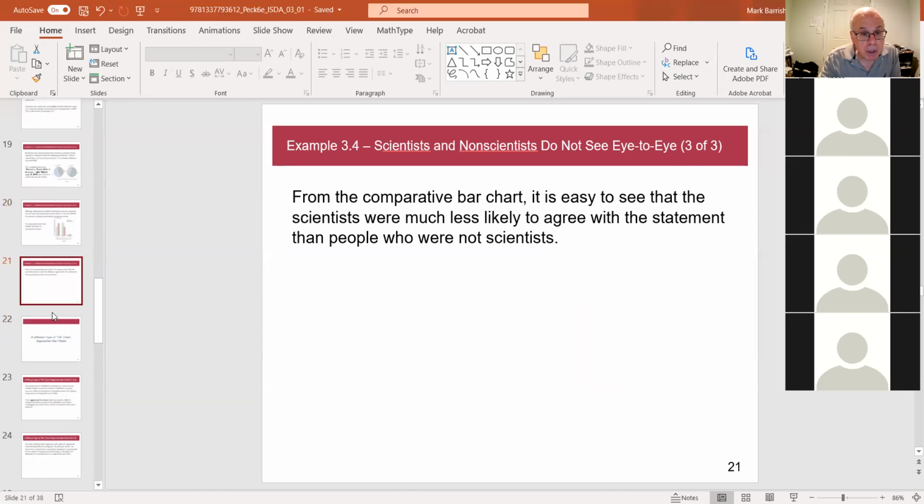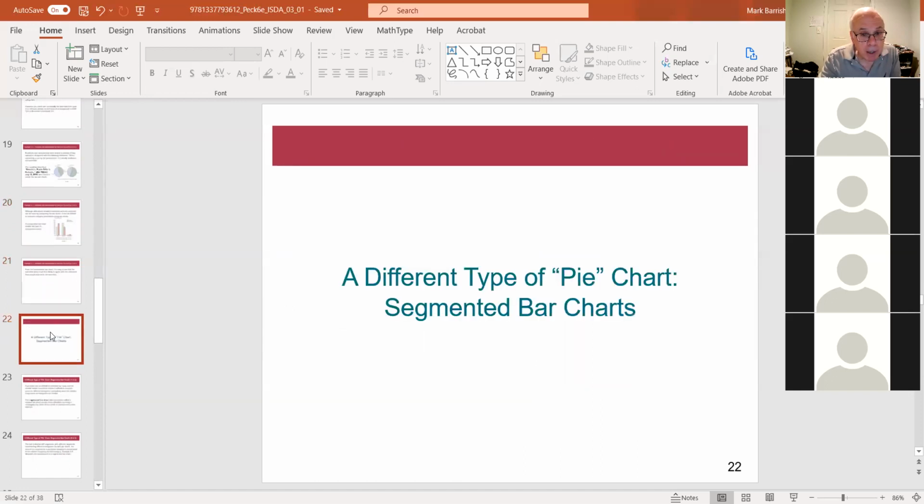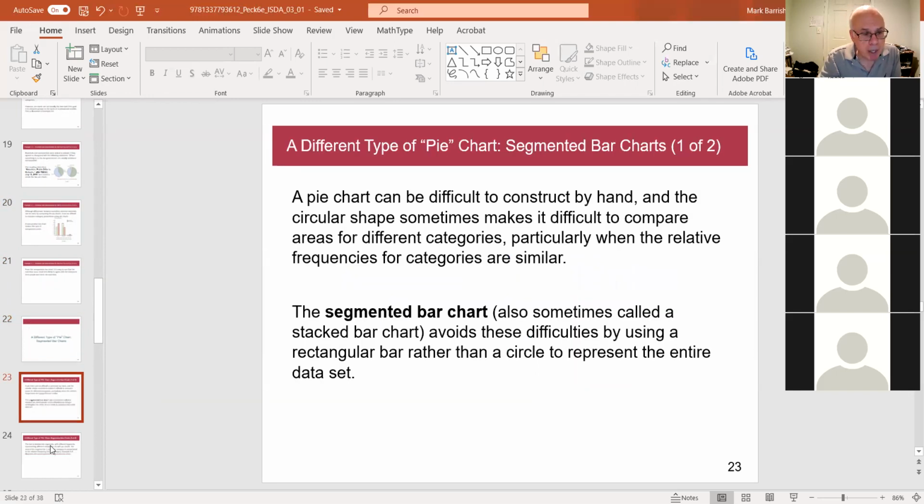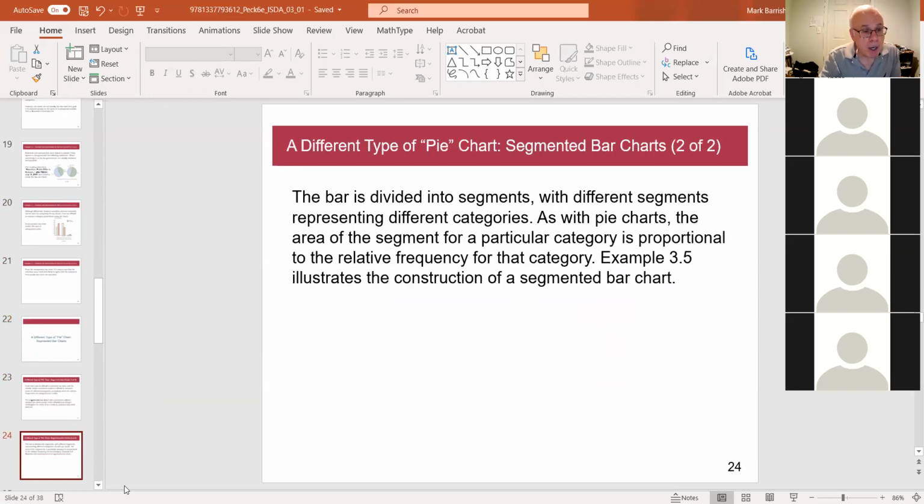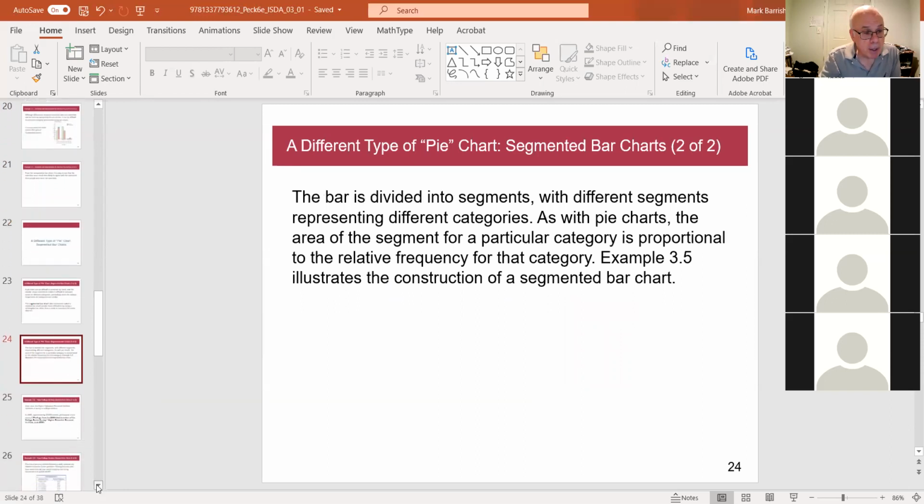Let's see what else here. All right. Now, sometimes, excuse me, let me rephrase it. Sometimes bar charts can look like a pie chart in a sense. It's not really like a pie chart, but they're segmented just like pie charts are. So you could have bar charts that are segmented. So what do they look like?